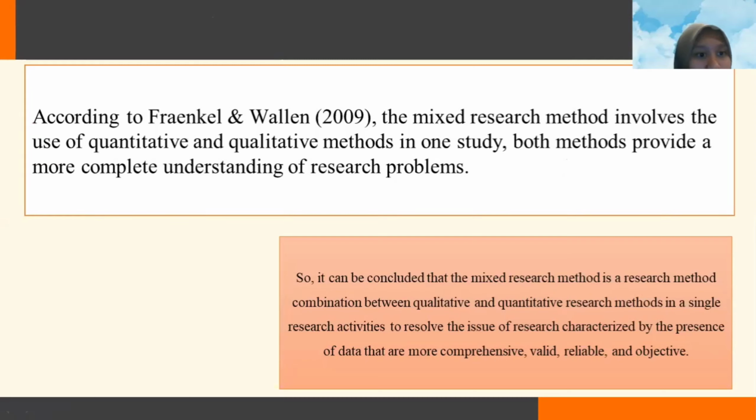According to Frankel and Wallen, the mixed research method involves the use of quantitative and qualitative methods in one study. Both methods provide a more complete understanding of research problems. So it can be concluded that the mixed research method is a combination of qualitative and quantitative research methods in single research activities to resolve research issues, characterized by the presence of data that are more comprehensive, valid, reliable, and objective.